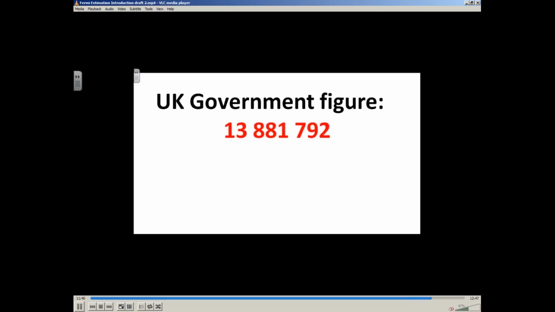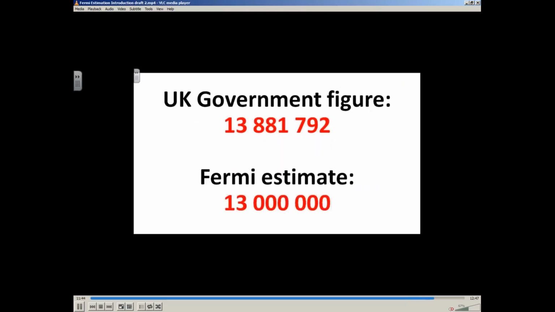13,881,000 and so on, as opposed to our estimate of 13 million, which is kind of impressive given the off the top of our head estimates. So that is the secret of Fermi estimation.